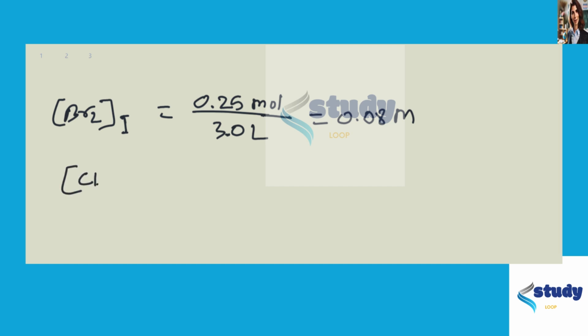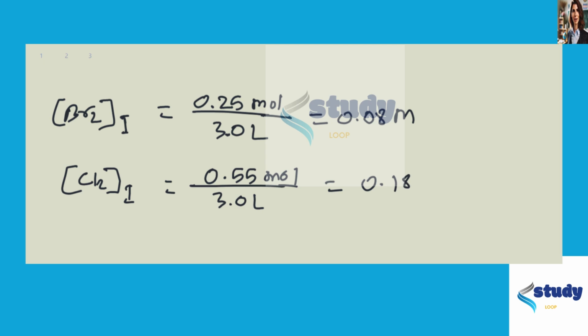Similarly, we can find out the initial concentration of chlorine, which will be the number of moles of chlorine, 0.55 mole, over the volume of the reaction vessel, which is 3 liters. So it will be 0.18 molar. Now we know the initial concentration of both bromine and chlorine, and from here, setting up an ICE table, we can find out their equilibrium concentrations.